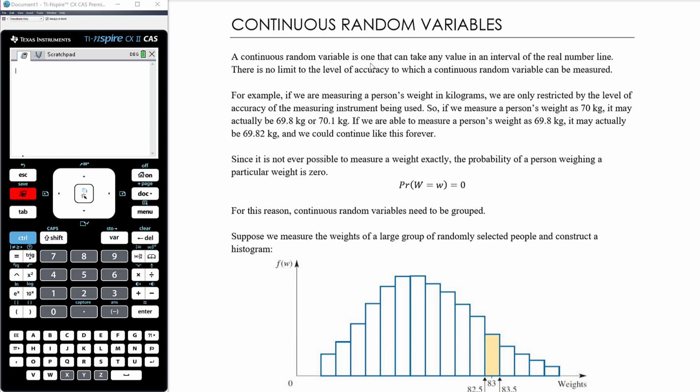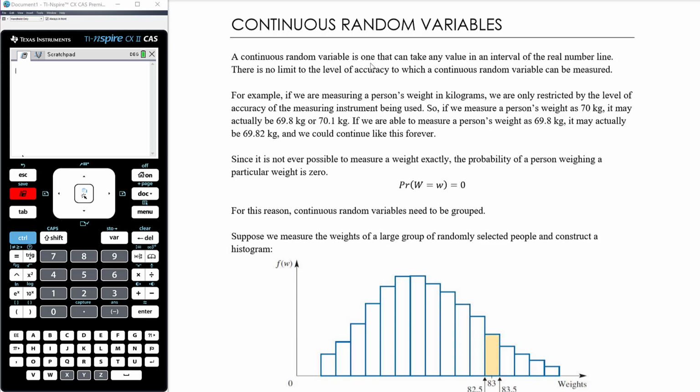And since it's not ever possible to measure a weight exactly, the probability of a person weighing a particular weight is actually 0. So the probability that someone weighs 70 kilograms, the probability that W equals 70, for example, is equal to 0. With a continuous random variable, we would always talk about an interval. So we would look at the probability that someone's weight is between 69.9 kilograms and 70.1 kilograms, or a narrower interval. But to say that someone weighs an exact value, that probability is 0.